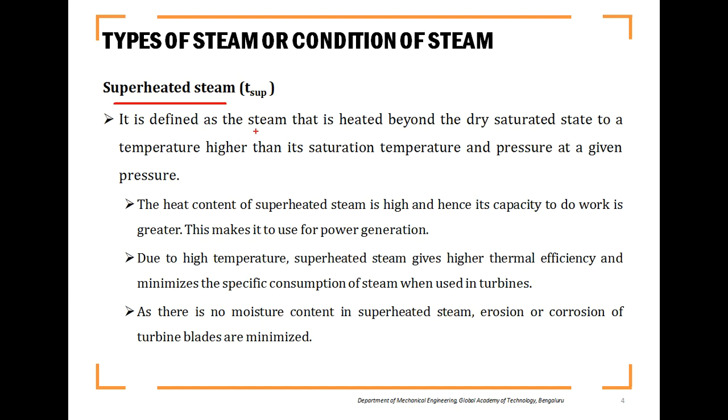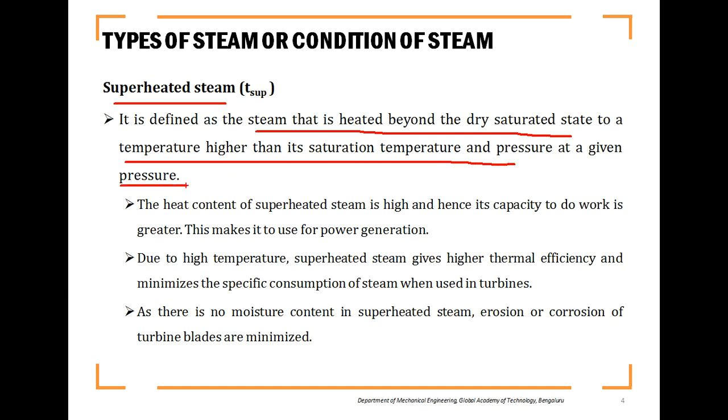Superheated steam is defined as the steam that is heated beyond the dry saturated state. That means after you get dry steam, if you further heat it beyond the saturation temperature, the temperature will definitely be higher than the saturation temperature at a given pressure. So here the temperature starts to increase. That state of steam is called superheated steam. It is obtained only when it is heated further after achieving dry steam. That is what your understanding should be.